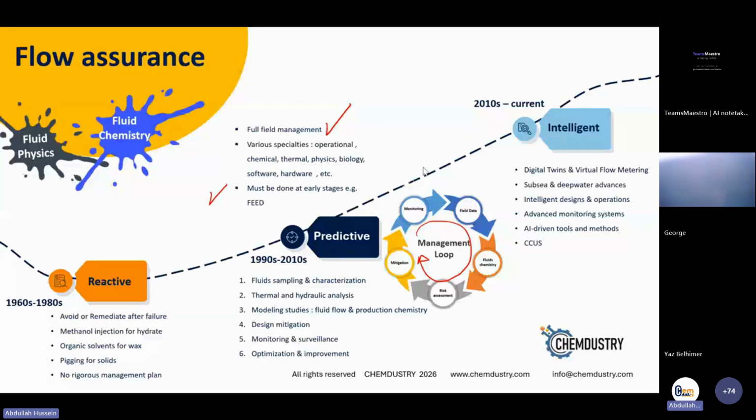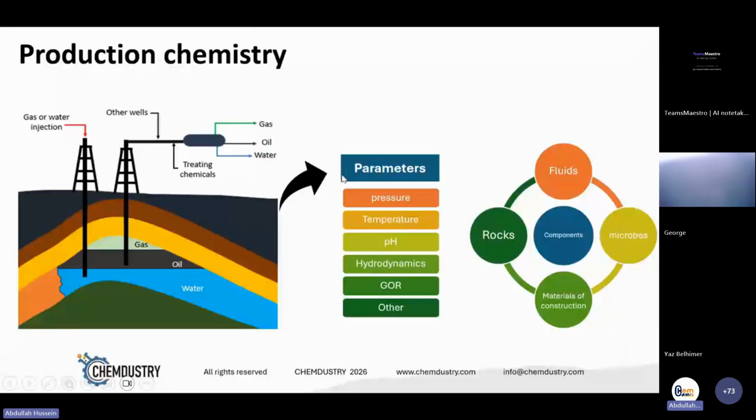The new approach of flow assurance includes everything in the predictive strategy, and adds to that the recent advances in digitalization, the new installations in subsea and deep water systems, intelligent designs and operations, and AI tools that will be integrated in everything. And of course decarbonization comes into the heart of all of that because of the policies that the government imposes on the industry right now. So this is just a quick overview of flow assurance, the concept, and the timeline of its development.